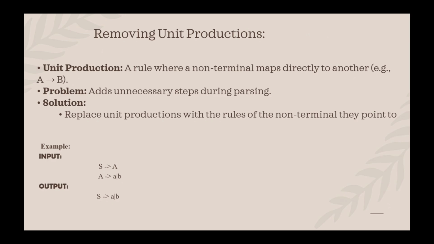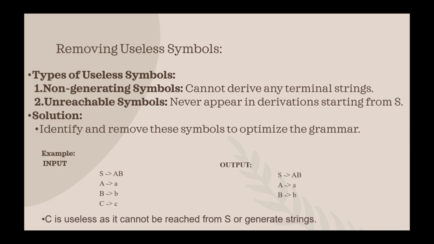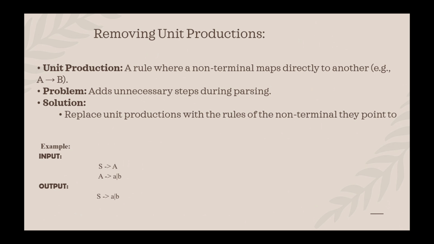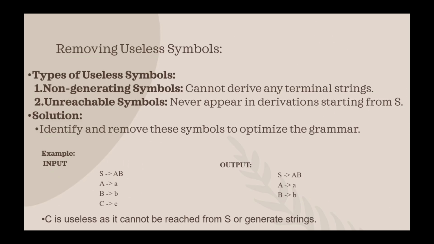Removing unit productions: unit productions like A implies B were replaced with the rules of B to simplify the grammar. Here you can see the examples. Eliminating useless symbols: symbols that do not contribute to string generation or are unreachable were removed. Here you can see the examples. Here in this example, C is not defined in the main string, so C is useless as it cannot be reached from S or generated.